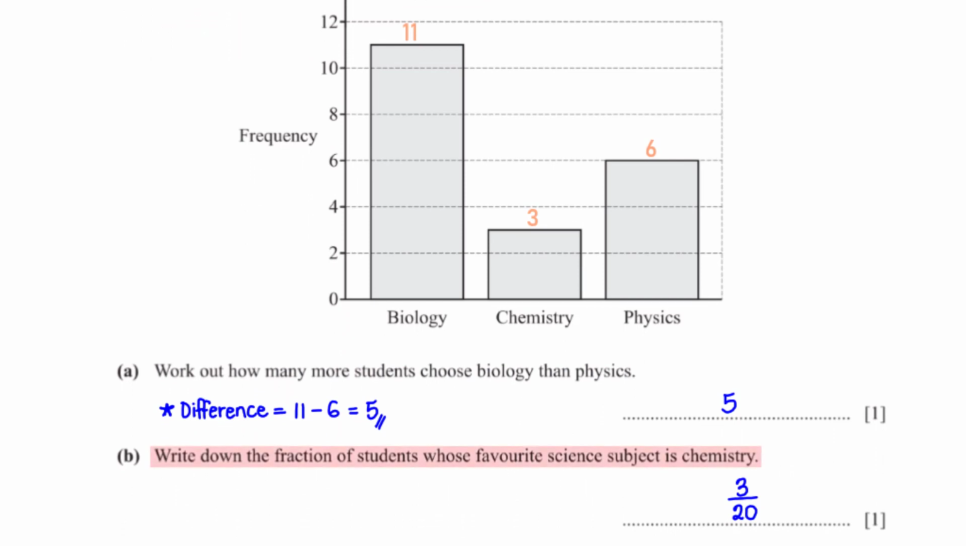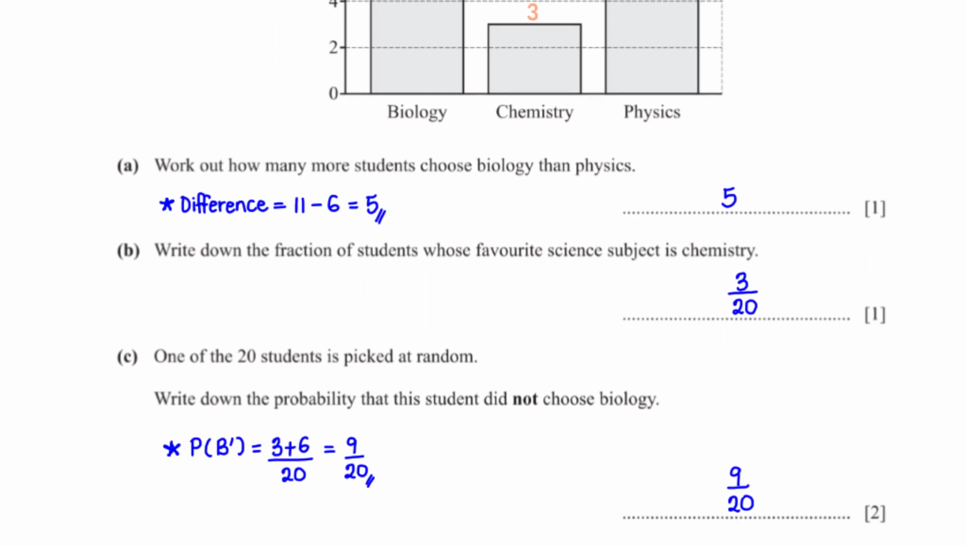Write down the fraction of students whose favorite science subject is chemistry. This fraction is equal to the number of students who chose chemistry, which is 3, divided by the total number of students, which is 20. One of the 20 students is picked at random. Write down the probability that this student did not choose biology. This probability is equal to the number of students who did not choose biology, which is 9, divided by the total number of students, which is 20.